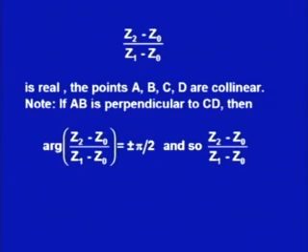If the line AB is perpendicular to the line CD, then the argument of (z2 minus z0) by (z1 minus z0) will be plus or minus pi by 2, and so the complex number (z2 minus z0) by (z1 minus z0) will in that case be purely imaginary.